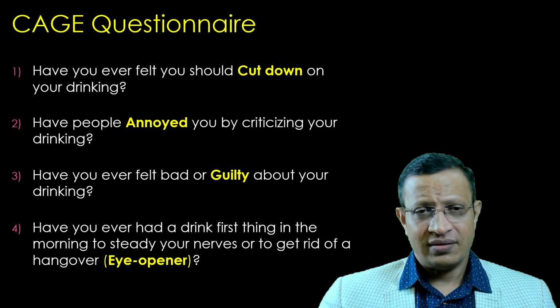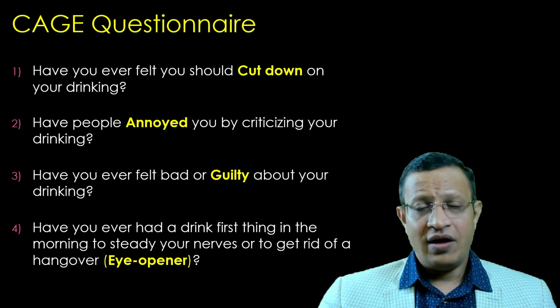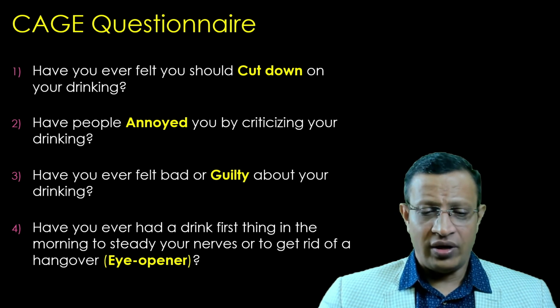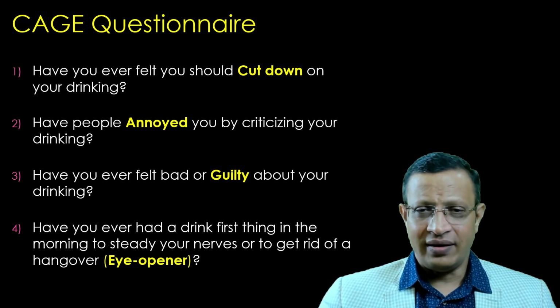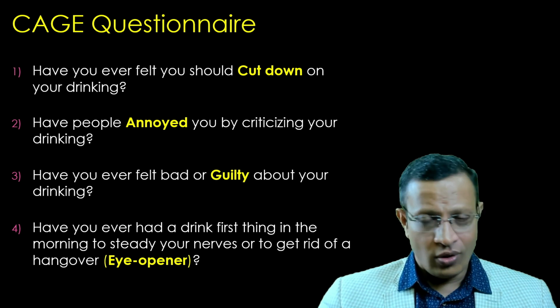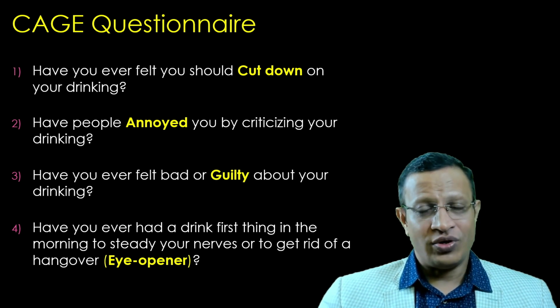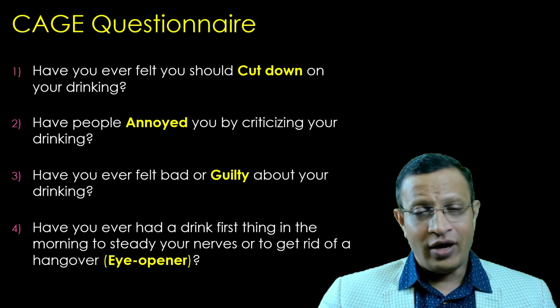The third one is, have you ever felt bad or guilty for drinking? That is the other one. Fourth one is, have you ever had a drink first thing in the morning to steady your nerves or to get rid of a hangover? That is eye opener drinking. That means as soon as he gets up, he requires alcohol. So in the CAGE questionnaire: cut down, annoyed, guilty, and eye opener.